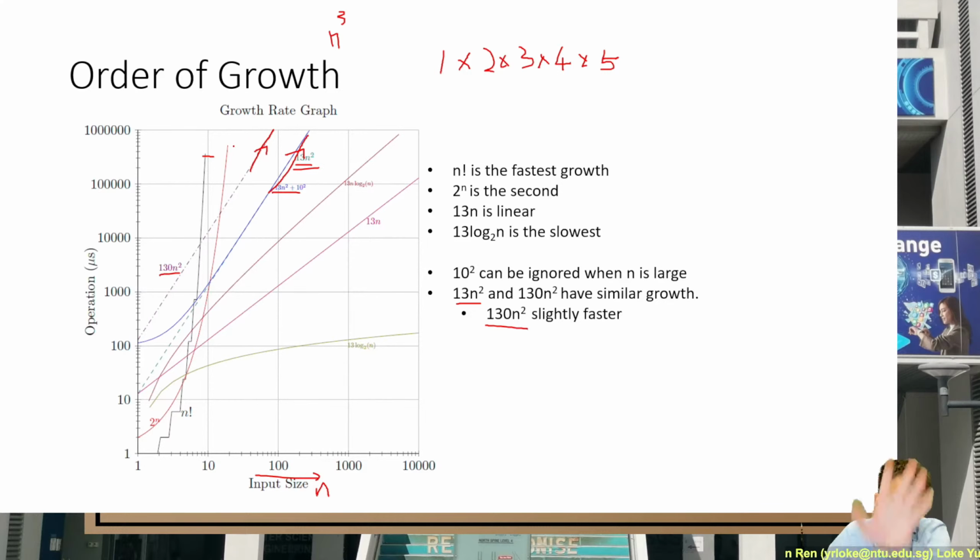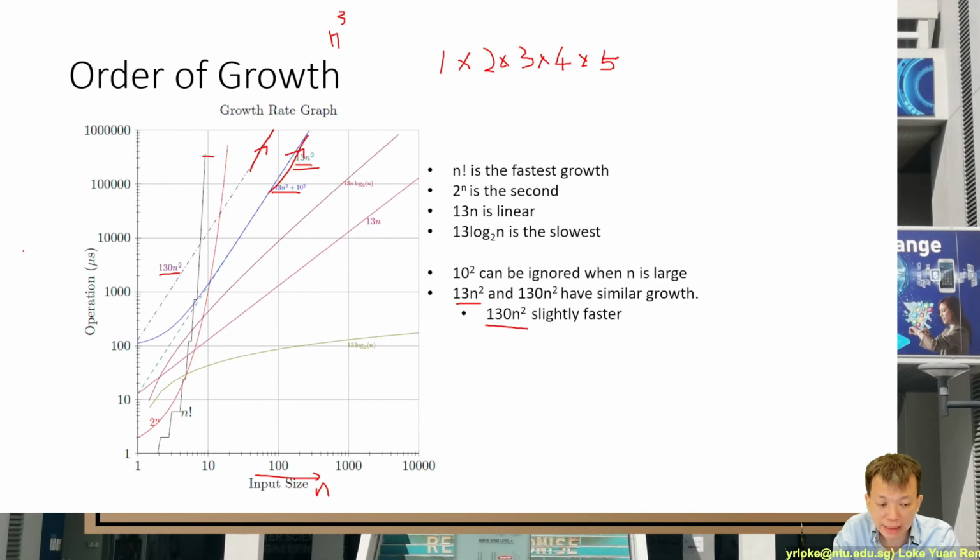The way they grow, we are talking about the growth rate, is about the same. They're almost parallel, just like one guy a little bit faster than the other one. But compared to exponential, the growth rates are different. One goes out in this way, the other one just grows in this manner.